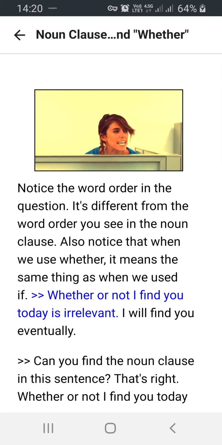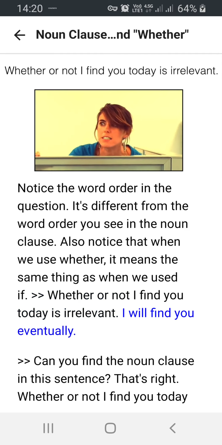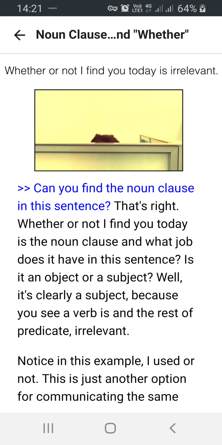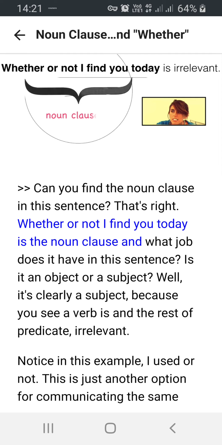Whether or not I find you today is irrelevant. I will find you eventually. Can you find the noun clause in this sentence? That's right. Whether or not I find you today is the noun clause. And what job does it have in this sentence? Is it an object or a subject? Well, it's clearly a subject because you see the verb is and the rest of the predicate irrelevant.